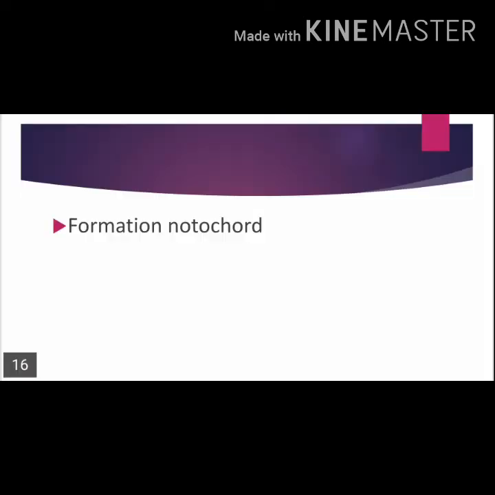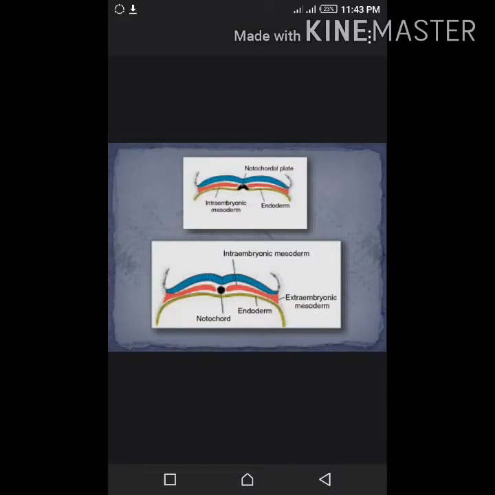Now let's discuss the formation of the notochord. So guys, in the formation of the notochord, first the notochordal process is formed. Those epiblast cells which invaginate into the cranial part of the primitive pit are known as prenotochordal cells. Now these cells give rise to a tubular structure called the notochordal process.